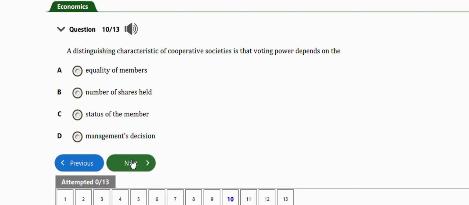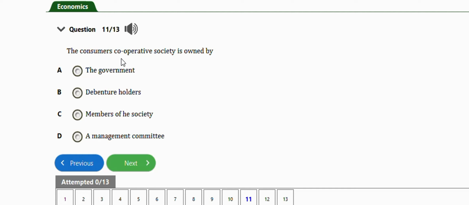The next question is this one. It says the consumers cooperative society is owned by, we have the option A, the government, the venture holders, members of the society, a management committee. The right answer is option C. Take notes of this question as well. Members of the society.